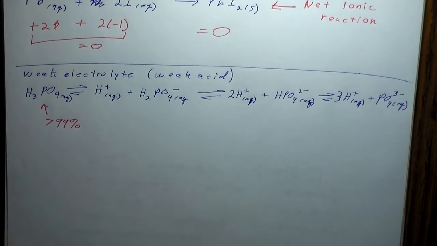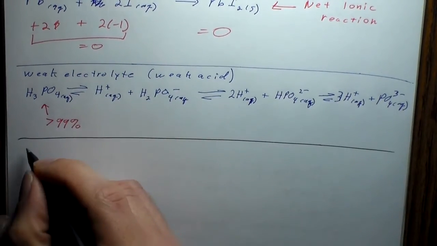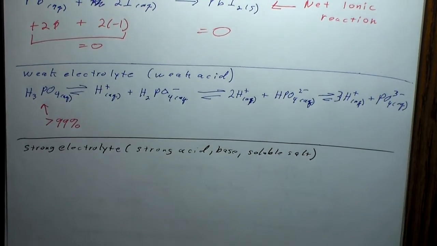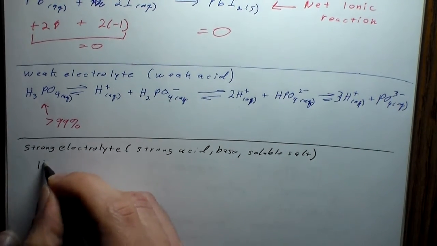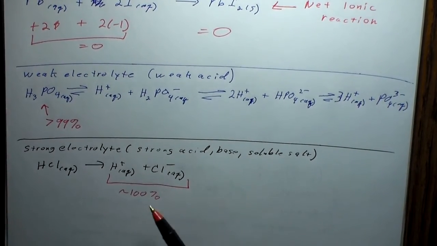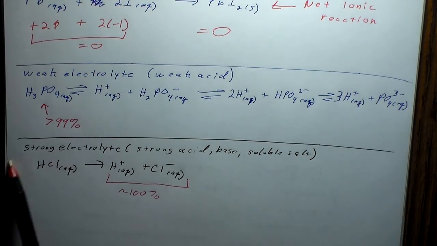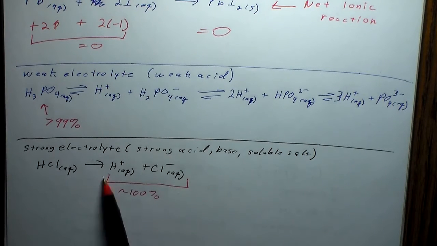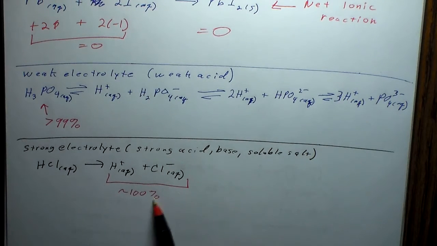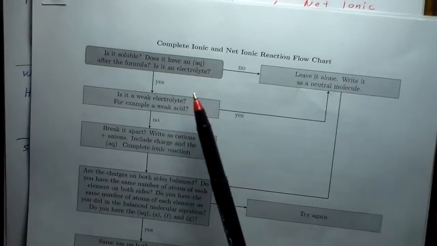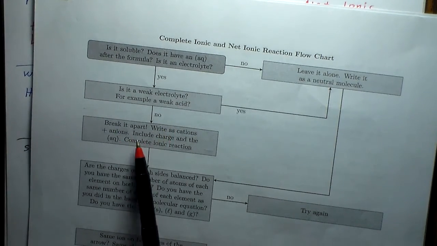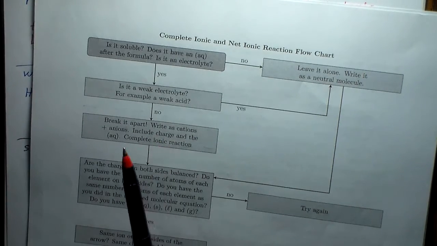Conversely, if we're dealing with a strong acid, so a strong electrolyte, like a strong acid, a strong base, a soluble salt that we've been dealing with, when we have here, for instance, HCl, approximately 100% is actually in this form. There might be a couple of molecules of HCl there, but approximately 100% is going to be broken up like this. And this is, again, why, if it's a strong acid, then we're going to break this apart and write it as the cations and the anions, because, again, in water, this is the form that you will actually find these.